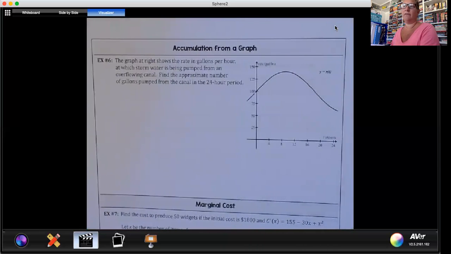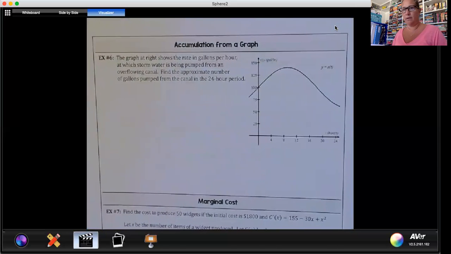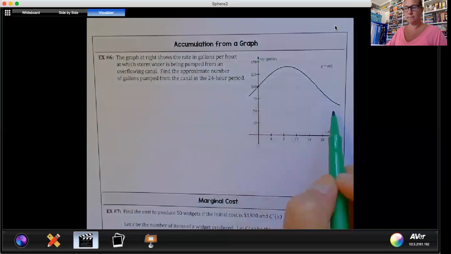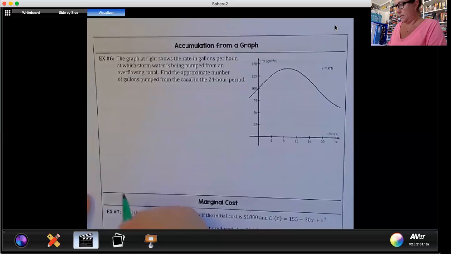Accumulation from a graph. The graph at the right shows the rate in gallons per hour at which stormwater is being pumped from an overflowing canal. Find the approximate number of gallons pumped from the canal in the 24-hour period. Now, this is something that I anticipate that you should be able to do on your own. However, looking at this graph, I will tell you that it is kind of hard to estimate where these points fall. So I'm going to give you that information here.